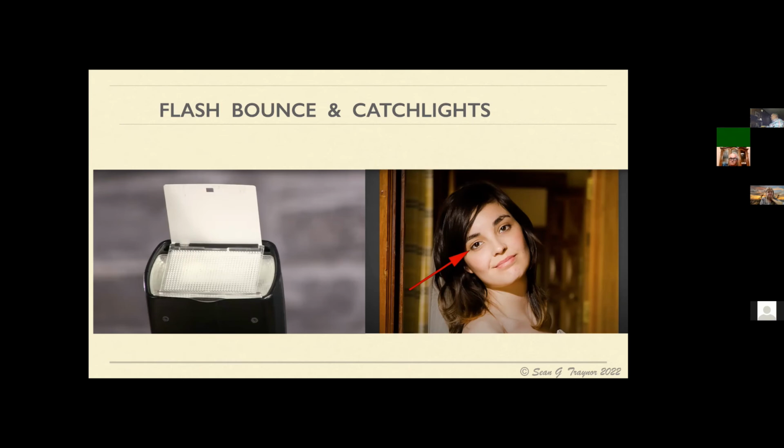But the point is, in order to get rid of that flash look, don't be afraid to bounce the flash off the ceiling. And because of this phenomenon called TTL or ETTL, the camera will keep the flash on long enough to give you a pretty good exposure.